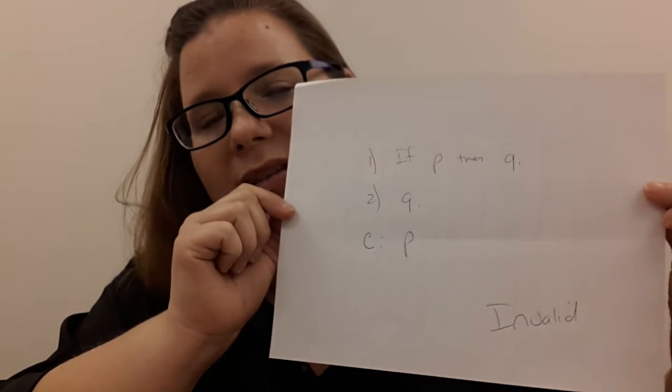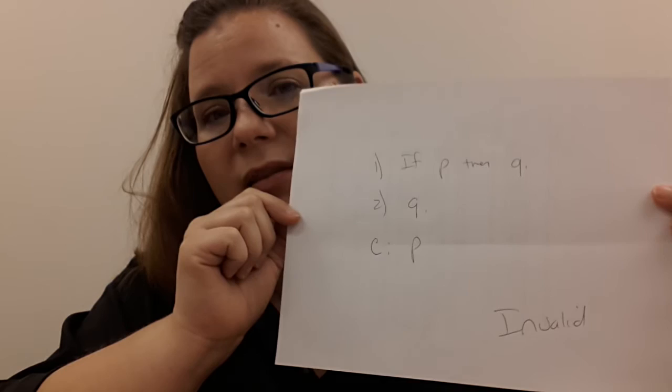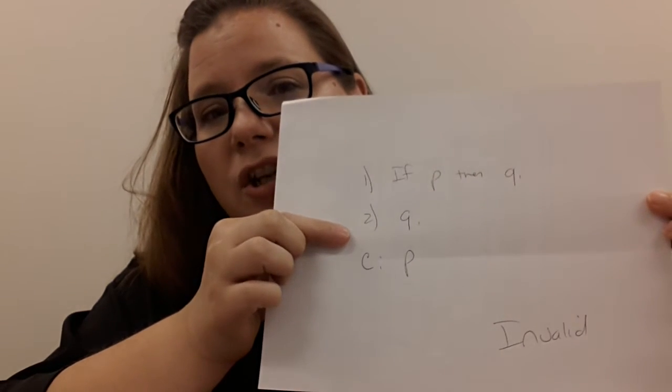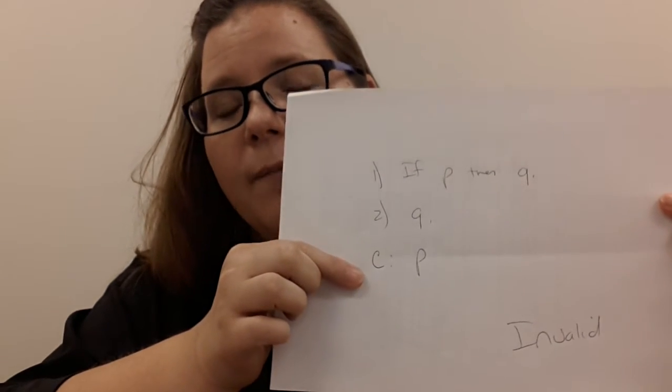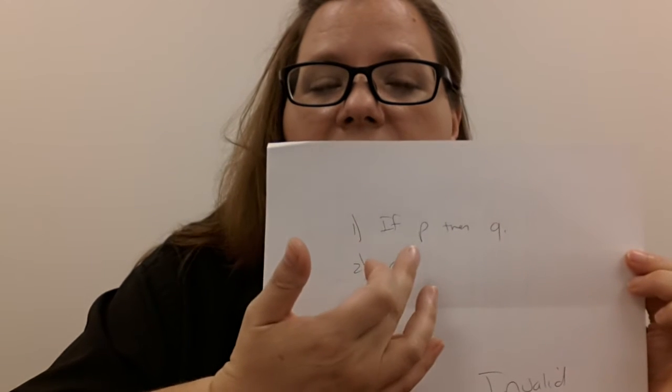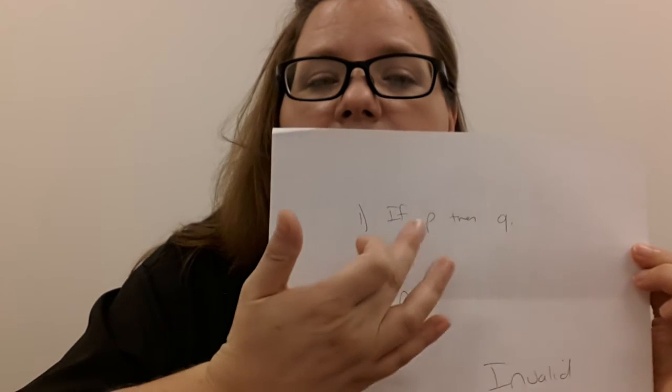Did I open my hand? No. If I didn't open my hand, the conclusion is false, which means you have true premises and a false conclusion. This argument is invalid. The structure of this argument is invalid. If P, then Q, second premise Q, conclusion P. Just because the consequent happened doesn't mean the antecedent had to happen.